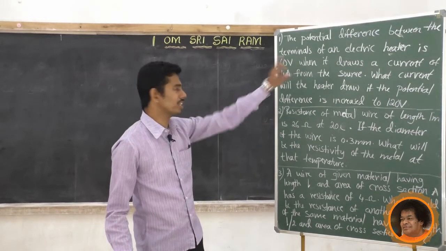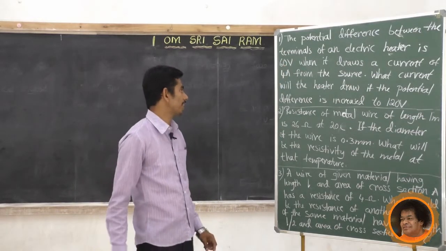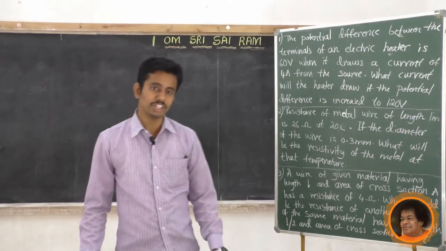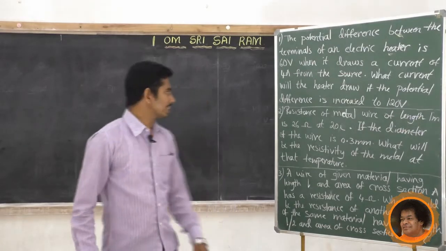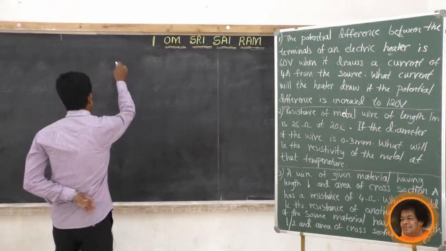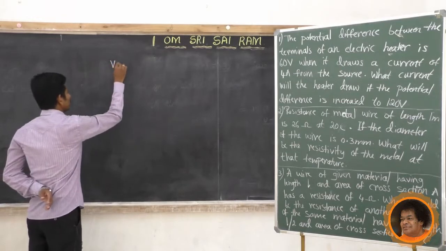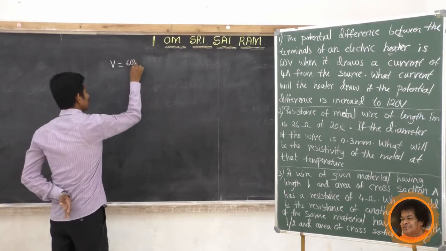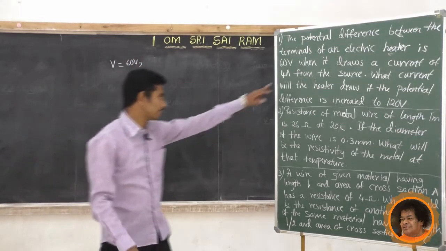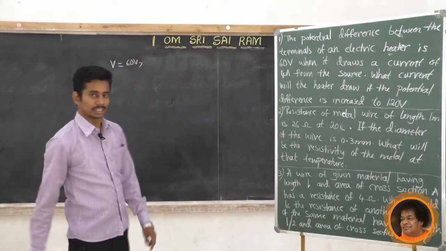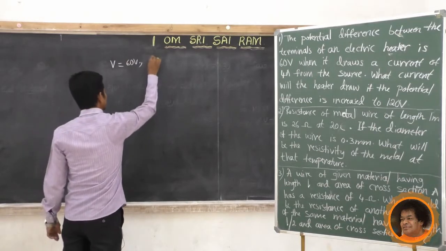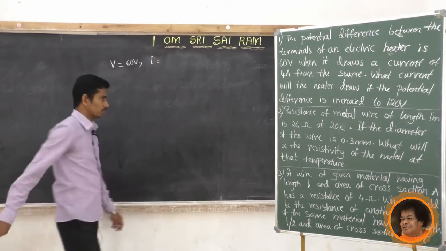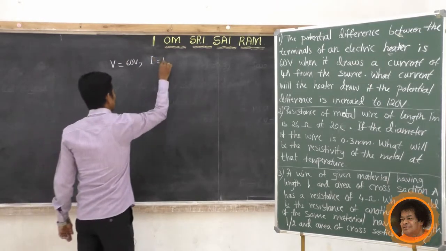The potential difference between the terminals of an electric heater is given. How is it denoted? It is denoted by the letter V. So V equal to 60 volt. When it draws a current, how is it denoted? Current is denoted by the letter I. So I equal to 4 ampere.